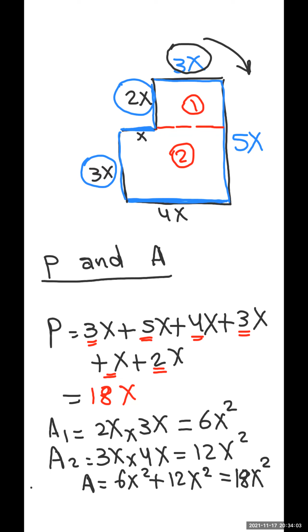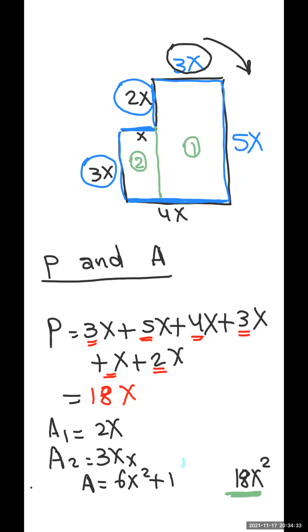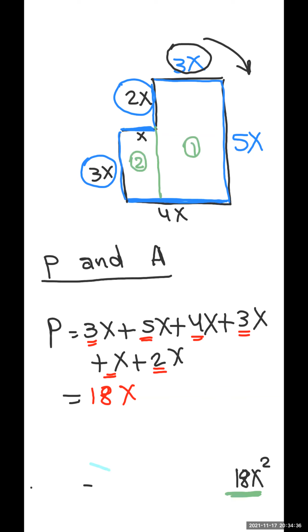Actually, I could solve it with a different method. How? Instead of dividing the figure into two shapes in this form, I'm going to divide it into two shapes like this. This one will be 1, this one will be 2. Now, again, we said that the area is 18x squared. Okay, let's check. I'm going to clear the last solution and solve it this way to check if the answer will be the same or not.